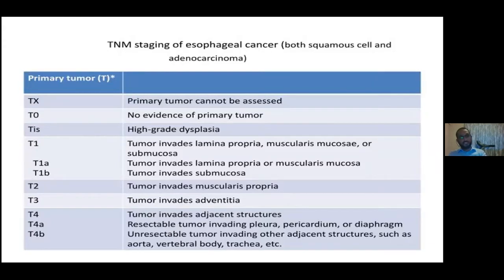Now we are focusing more on T1 and T2. T1 is divided into T1a and T1b. T1 affects the lamina propria and muscularis mucosae or submucosa. If it affects only the mucosa, it's T1a. If it affects the submucosa as well, it's T1b. The submucosa is divided into superficial or deep: SM1, SM2, SM3. T2, tumor invades muscularis propria. T3 invades the adventitia, deeper, and T4 is tumor invading adjacent structures.